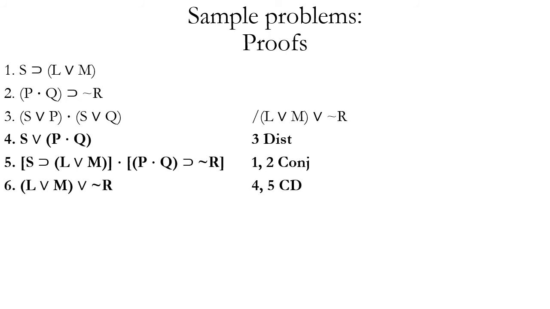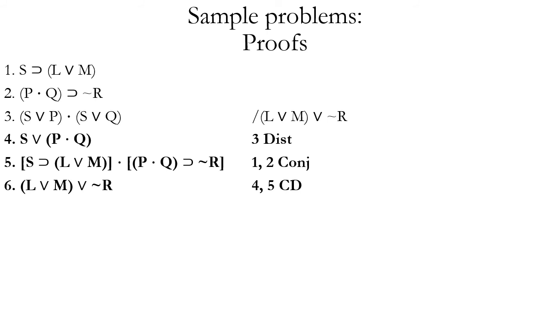But now we're ready to apply constructive dilemma on lines 4 and 5. Constructive dilemma allows us to move from a disjunction and a conjunction of conditionals, where the antecedents of those conditionals match the disjuncts. And we can move from another disjunction that matches the consequence of those conditionals, and that's exactly what we needed to prove in this case.